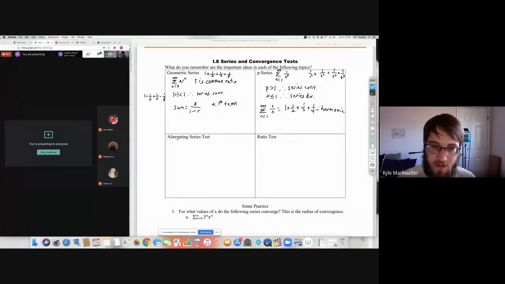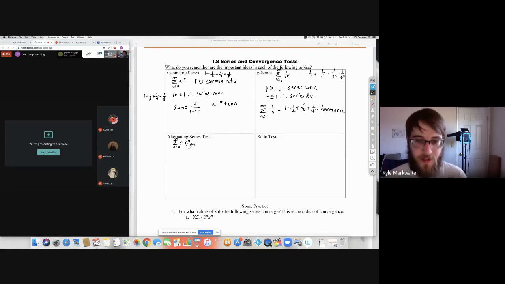An alternating series is a series that looks like this. This is our general form for alternating series, where we have -1 to the n times some function, some series or sequence value in here. And whatever that value is, it always has to be positive. That's an alternating series.